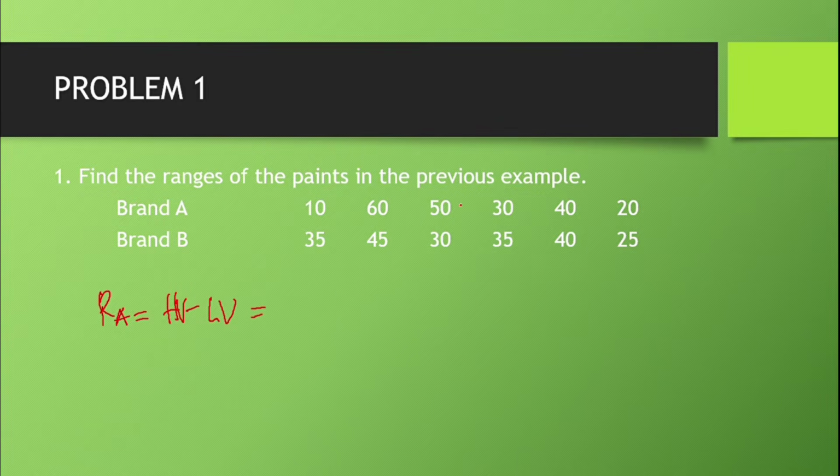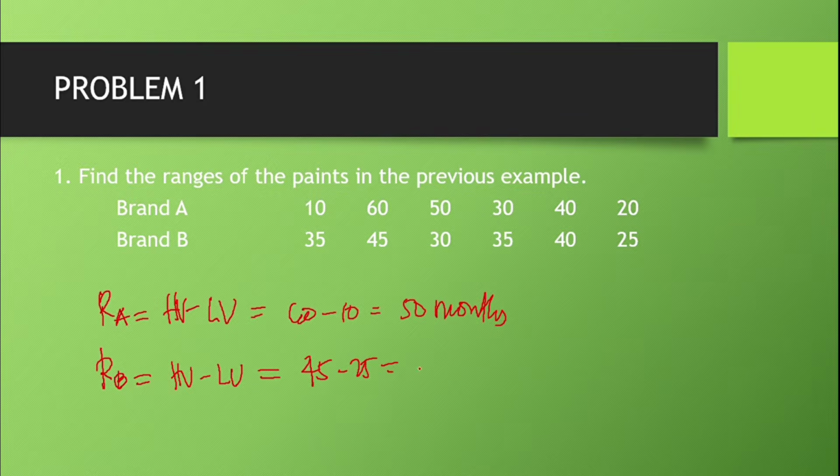Okay, so we have here 60 minus 10, we have 50 months. Okay, the range. And for the range for brand B, we have the highest value minus the lowest value, which is 45 minus 25, which is 20 months.